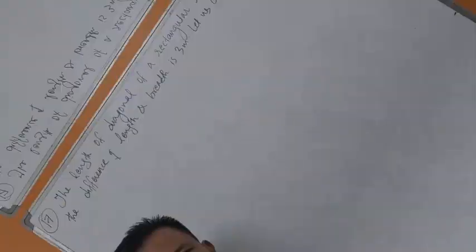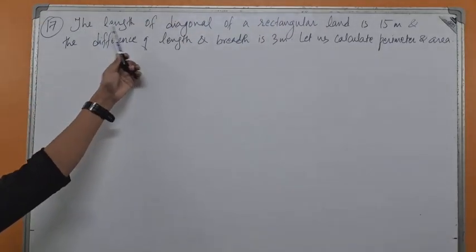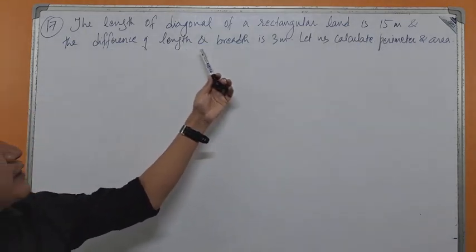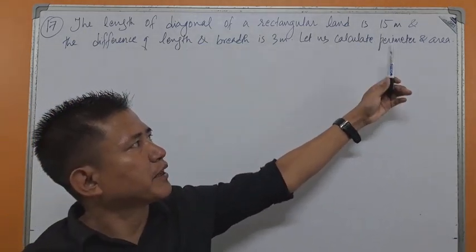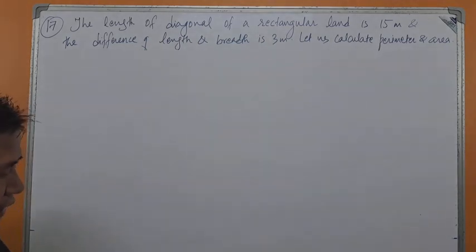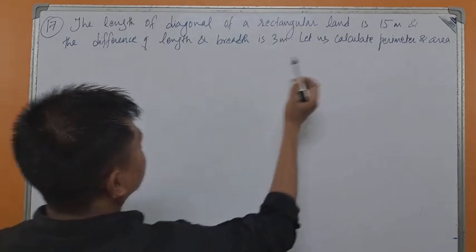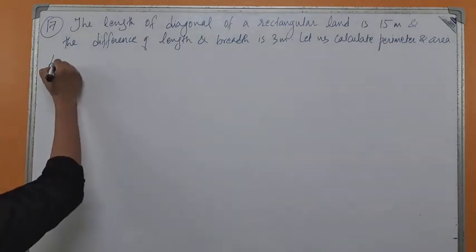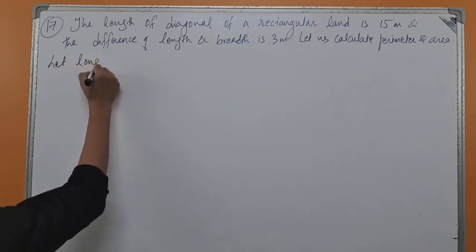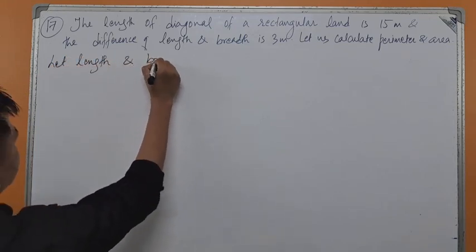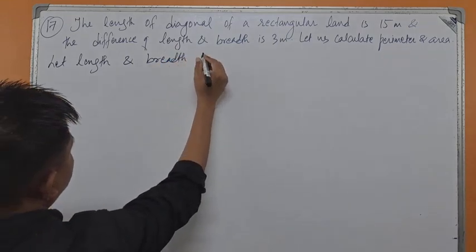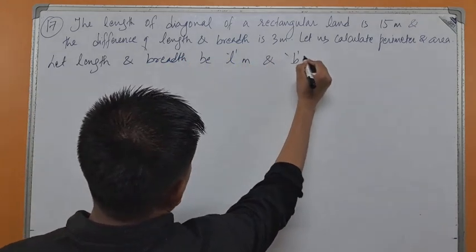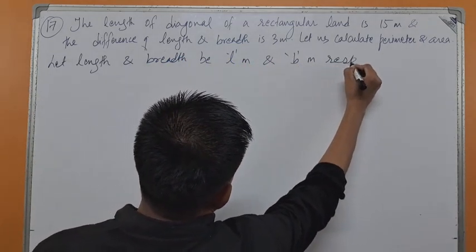Okay. Question number 17. The length of diagonal of a rectangular land is 15 meters and the difference of length and breadth is 3 meters. Let us calculate perimeter and area. So length of the diagonal is given to us, that is 15 meters, and the difference of length and breadth is 3 meters. So what we do is first let length and breadth be L meters and B meters respectively. Okay.